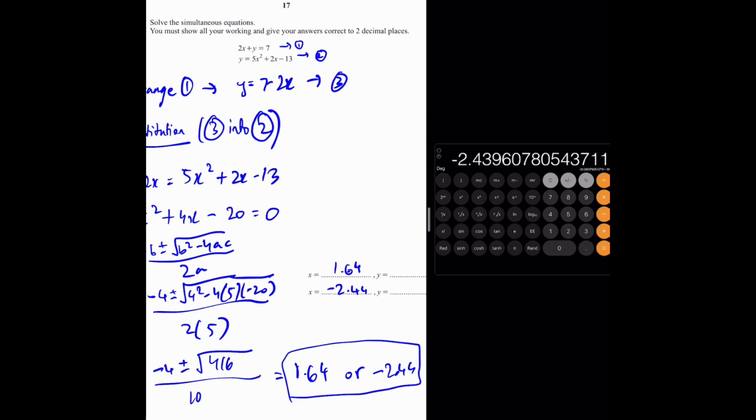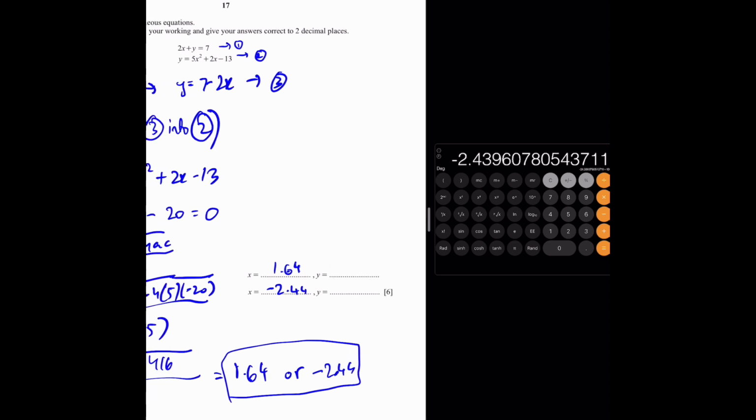Oh yeah, by the way, I accidentally said 3 significant figures, but it's actually 2 decimal places. But still, I rounded it to 2 decimal places anyway, so this is fine. Now we can find the values of y using equation 3. So you can substitute these values into equation 3.